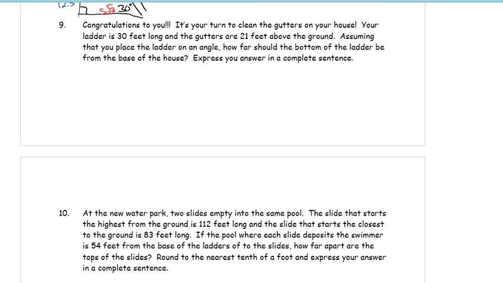It's your turn to clean the gutters on your house. Your ladder is 30 feet long and the gutters are 21 feet above the ground. Assuming that you place the ladder on an angle, how far should the bottom of the ladder be from the base of the house? Express your answer in a complete sentence.